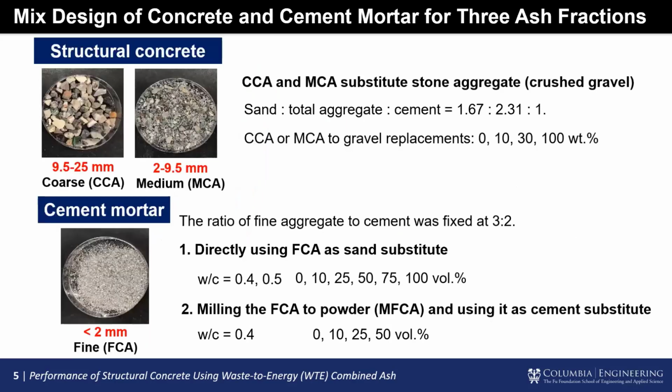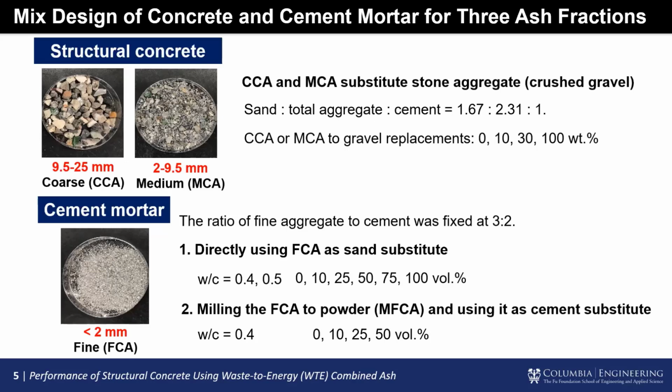According to the ash properties, the coarse and the medium combined ash can be used as a stone aggregate substitute. And for the fine combined ash, there are two directions of application, either directly using it as a sand substitute or grinding it into powder and using it as a cement substitute.